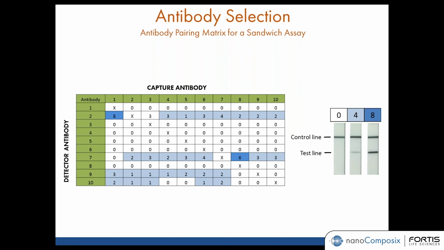The boxes in light blue indicate a fairly decent signal, while the boxes in dark blue indicate the strongest signals seen. In the image to the right of the table, you can see that the left strip did not pair and showed no positive signal, while the middle strip shows a medium positive signal, and the strip to the right shows the strongest signal. This was the antibody pair that was chosen for further optimization in this case.